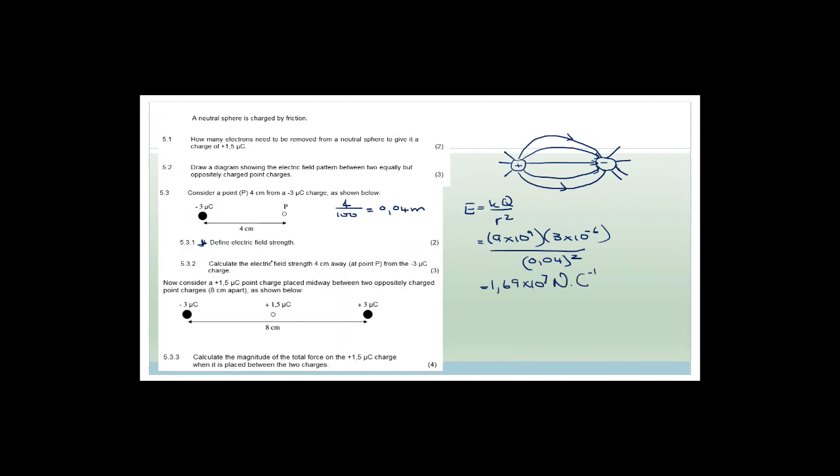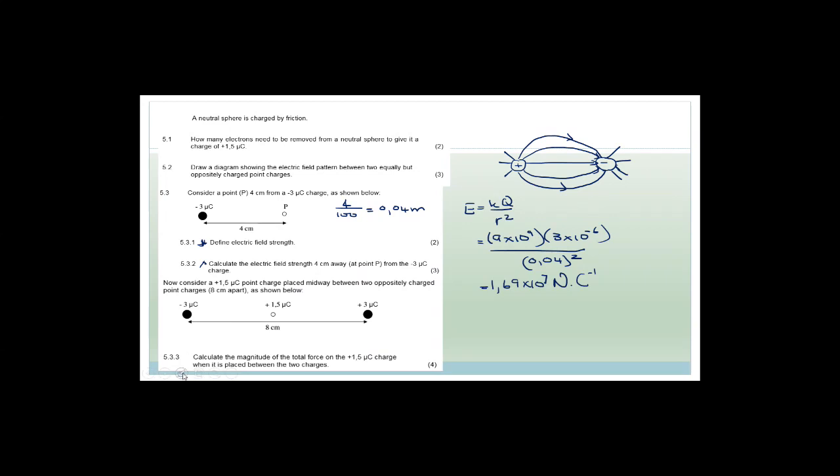Right, now it says, done that. Now consider a positive 1.5 microcoulomb point charge placed midway between two oppositely charged point charges, 8 centimeters apart as shown. Calculate the magnitude of total force on the 1.5 microcoulomb charge when it is placed between the two charges.